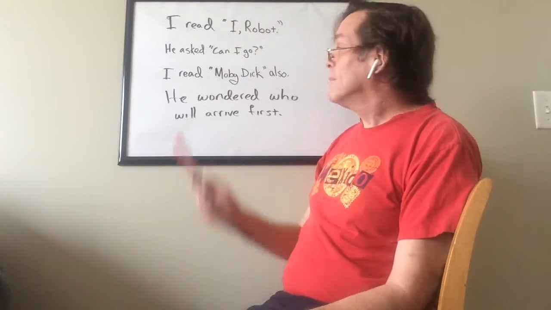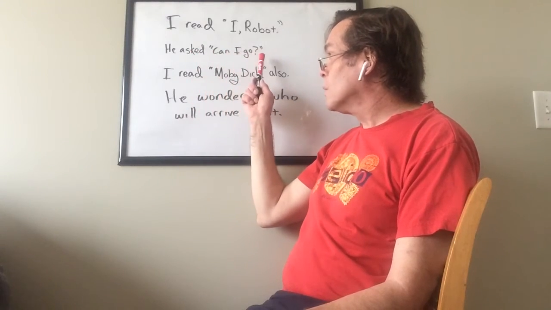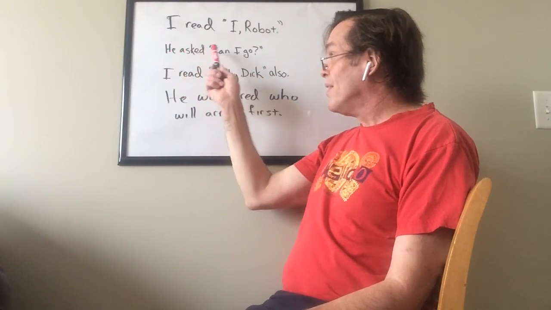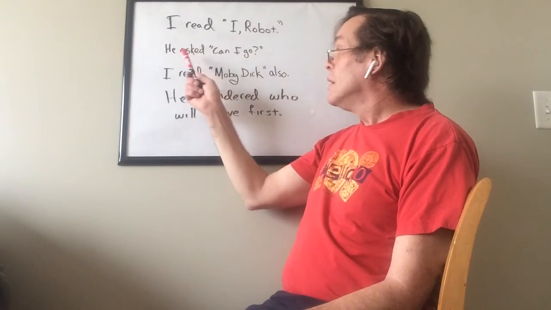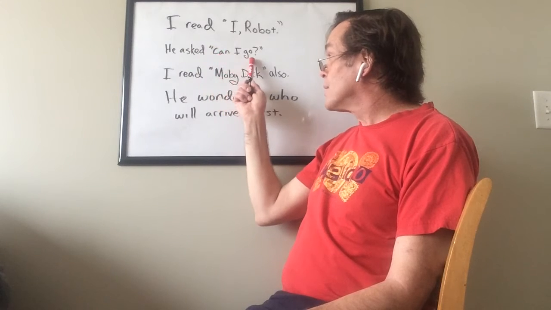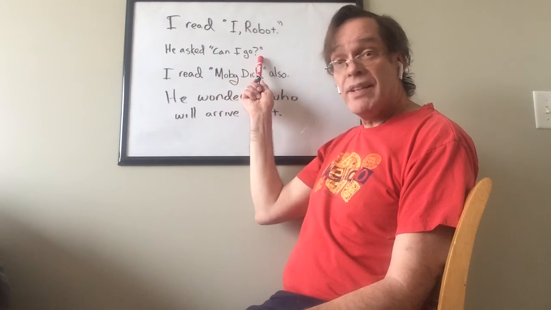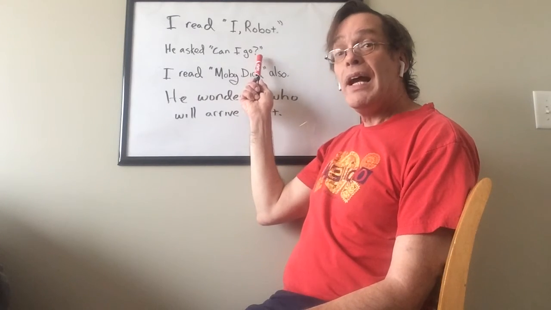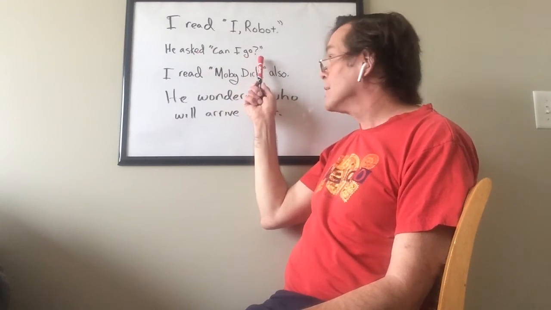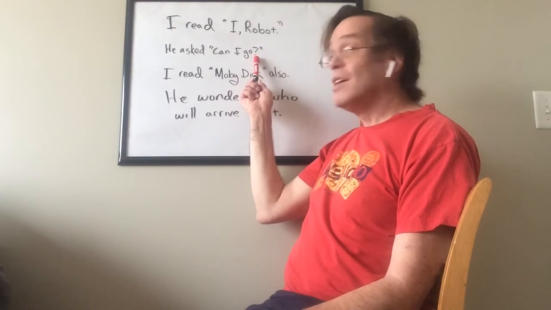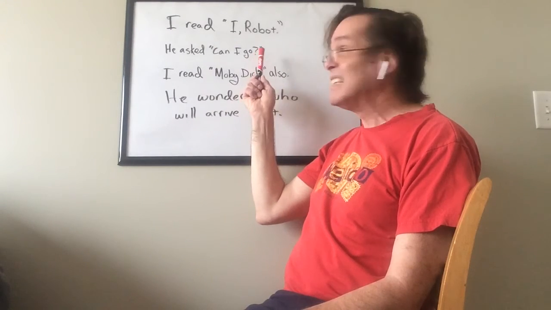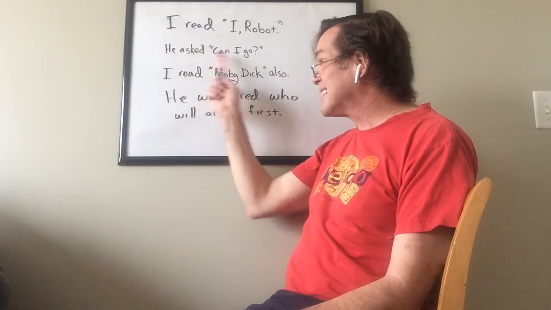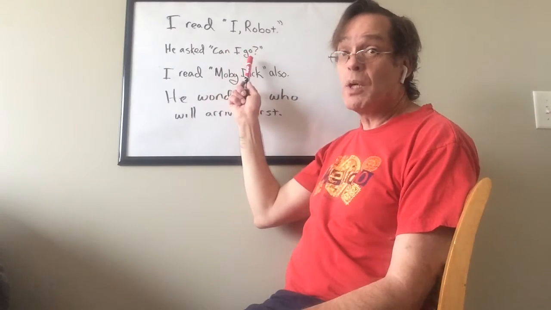The next example, he asked, "Can I go?" Notice there is no period, even though this is a statement. Because there's a punctuation mark, in this case a question mark, at the end of the quote, and that the quote is the end of the sentence, you use this for the ending punctuation mark instead of a period. So this is correct. Even though this is a statement, it looks like a question.